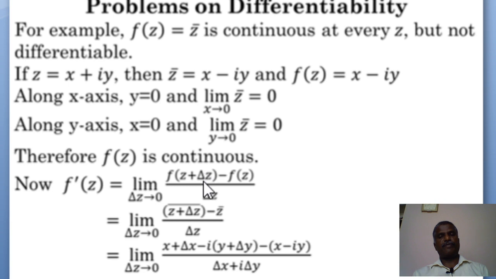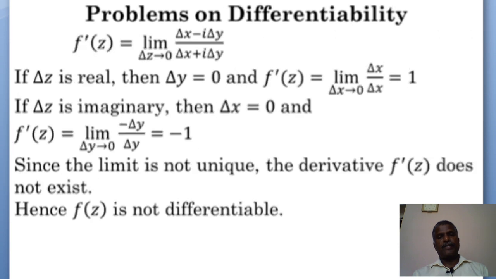So you have to substitute f of z plus delta z as z bar. It is the conjugate of (z plus delta z) minus z bar, by delta z. Substitute z as x plus iy, and delta z as delta x plus i delta y. After simplifications, we get f dash of z equal to the limit as delta z tends to 0 of (delta x minus i delta y) divided by (delta x plus i delta y). Here also we consider two cases. If delta z is real, then the imaginary part delta y is equal to 0. Here f dash of z is the limit of delta x by delta x, that is 1.